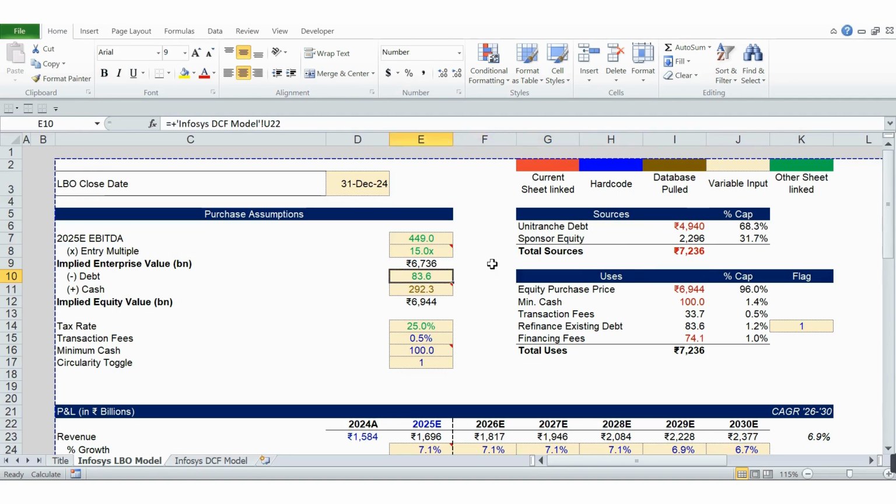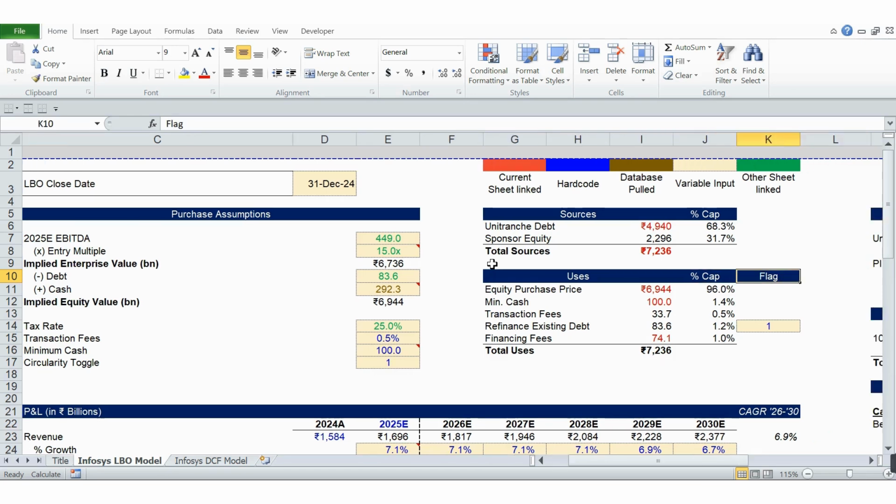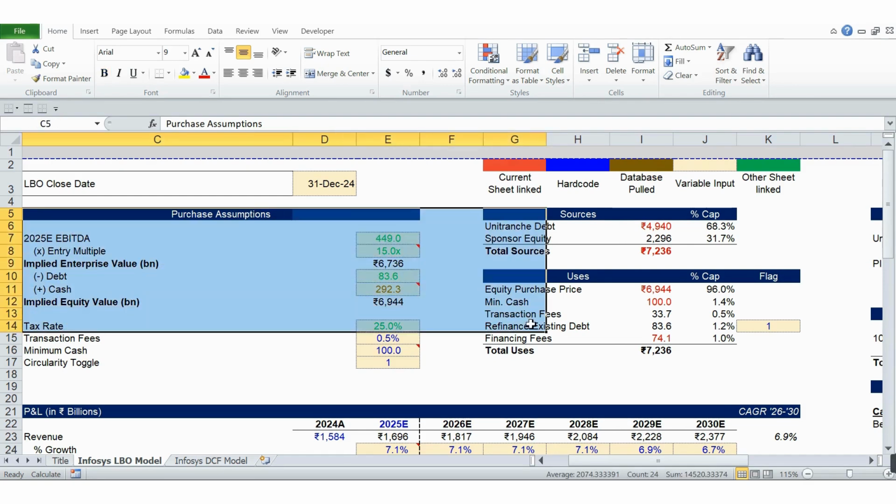So that's all about this part. In the next parts, we will be seeing all the other different parts of this model, and will discuss each one by one in detail. So that is all about this part of the model.